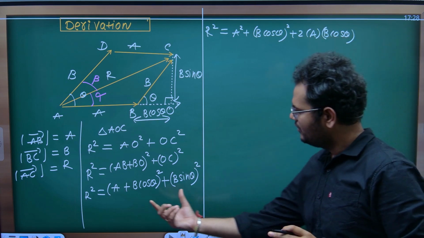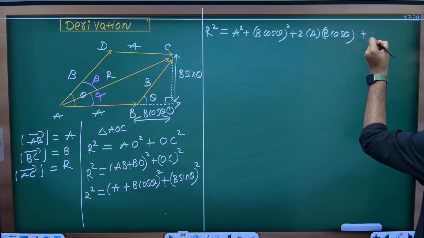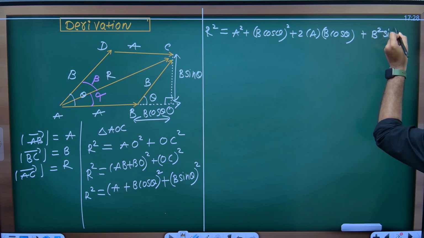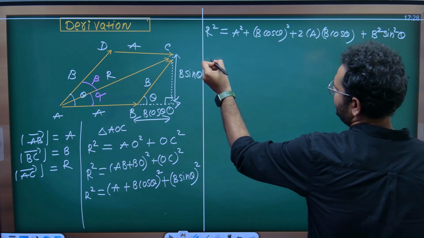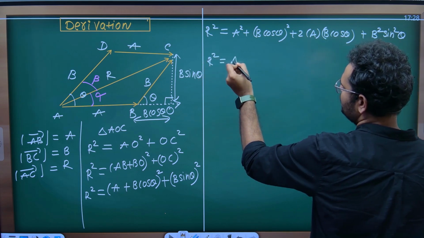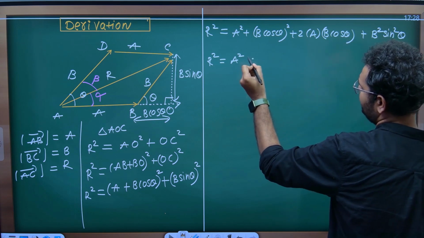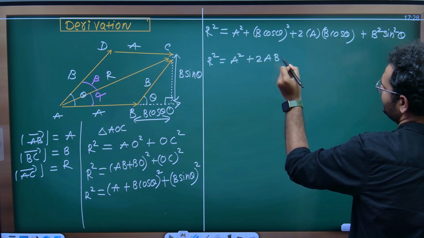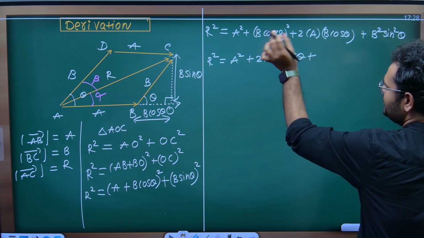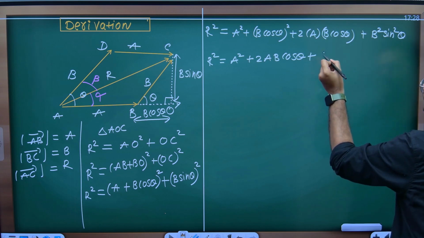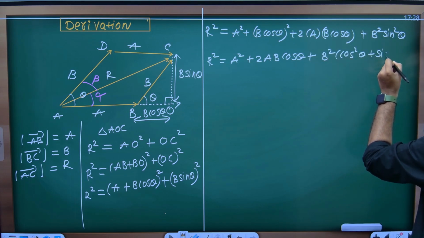This is my expansion of this bracket, right? Plus b square sin square theta. Done, right? Now I can further write it as r square is equal to a square plus 2ab cos theta plus, what we can do is I can take b square common from these two terms. If b square is common, what will come? Cos square theta plus sin square theta.